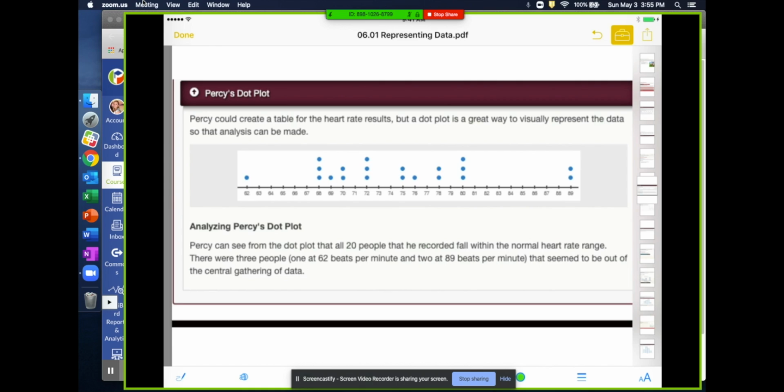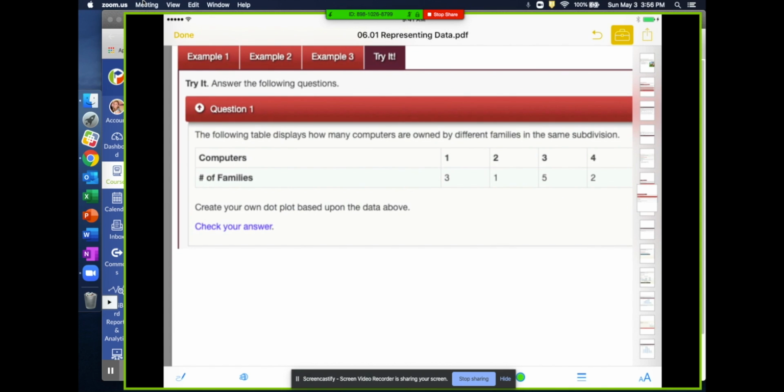So as you can see here in the actual answer, a lot prettier than what I did, but essentially the same point where we have our dots with a certain frequency of the beats per minute that happened. So it's the 20 people around 60 to 100, which is normal. And then we had 1 person at 62 and 2 people at 89 that were kind of out of the normal. And we kind of call those outliers because they're not with the majority part of our data, we could say. And here is our try it last thing on this page.